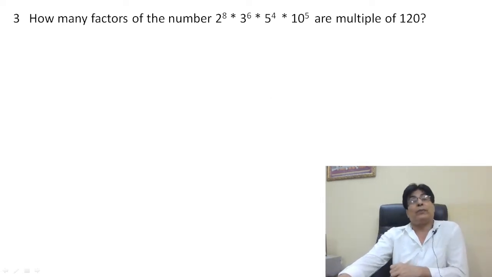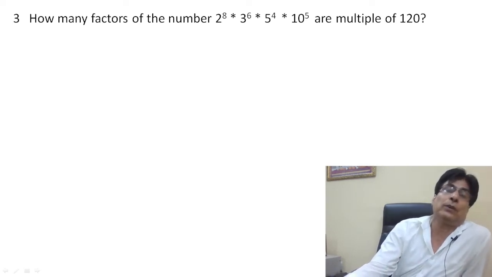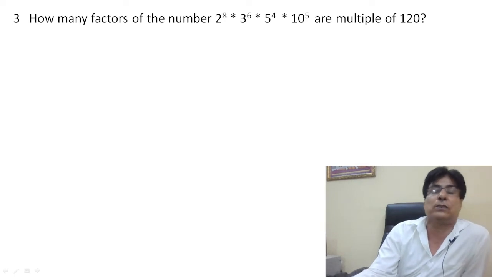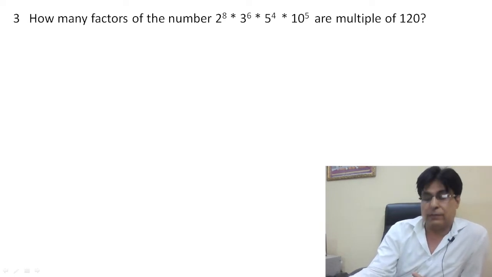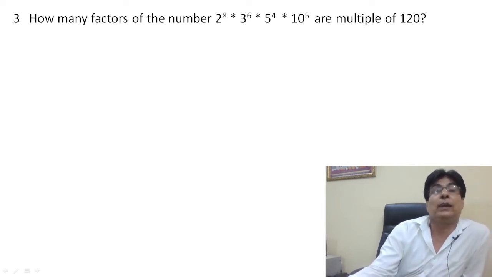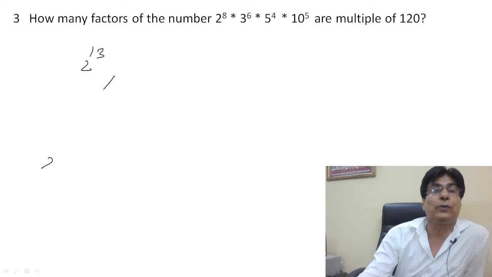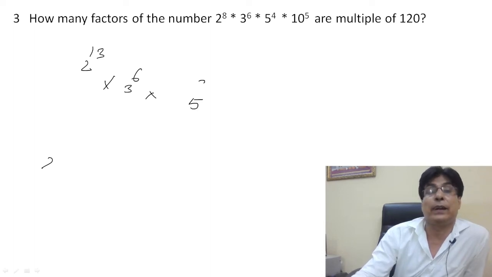Third question, how many factors of the number 2 to the power 8 into 3 to the power 6 into 5 to the power 4 into 10 to the power 5 are multiples of 120? As I said previously, if you find the number of factors of any number, then you must prime factorize the given number. If you prime factorize the given expression, then you get 2 to the power 13 into 3 to the power 6 into 5 to the power 9.